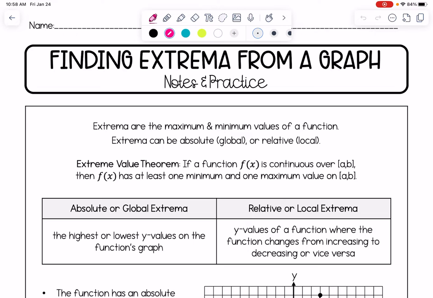In this lesson, we're also discussing the extreme value theorem. It says if a function f of x is continuous over the closed interval a to b, then f of x has at least one minimum and one maximum value on a to b.